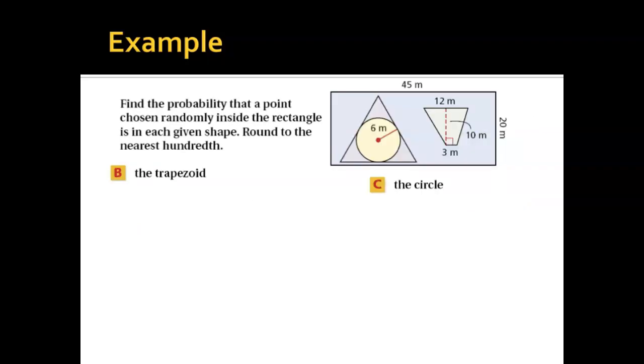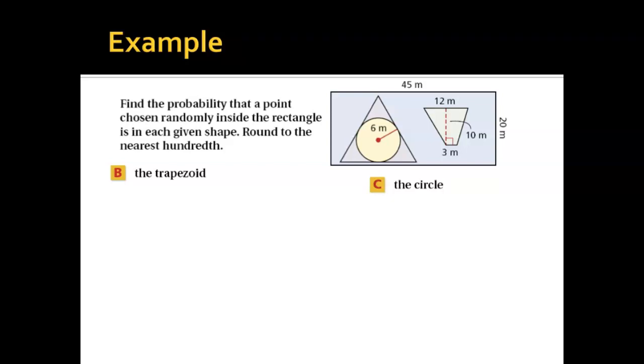All right, here's our last example. Find the probability that a point chosen randomly inside the rectangle, that's the large shape that everything is inside, is in each given shape. Round to the nearest hundredth.